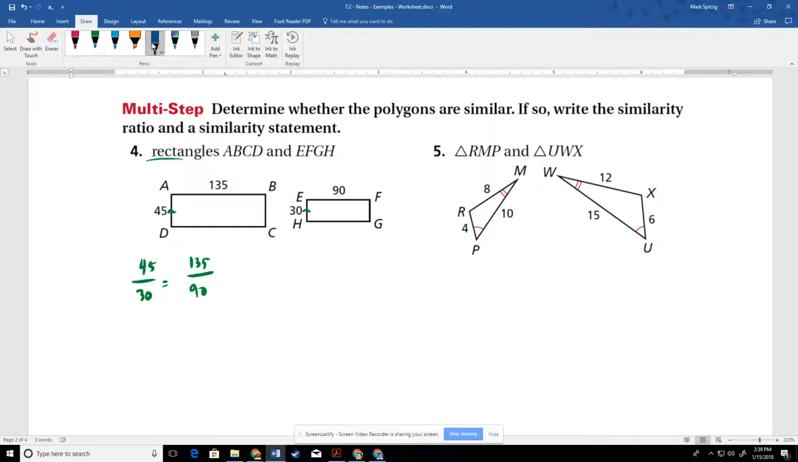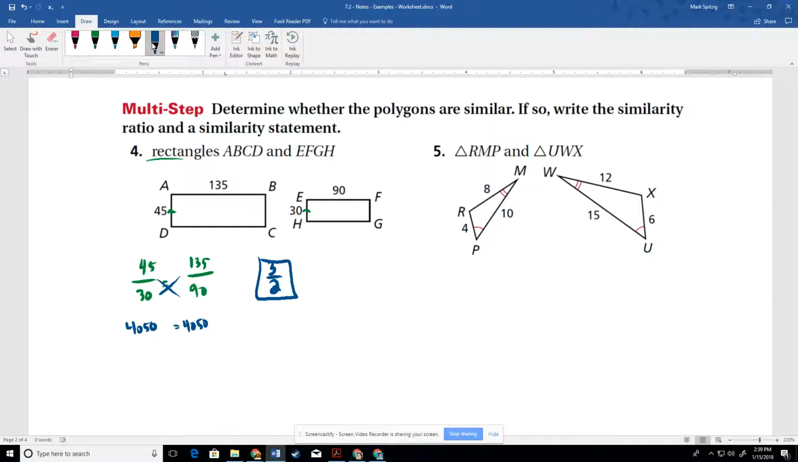We can check that, like I said before, by cross multiplying. We get 45 times 90 is 4050, and we're going to check to see that it equals 30 times 135. And it's 4050. So these are proportional. Because they're proportional, we can say that they are similar. And so we can figure out their ratio. If we reduce 45 over 30, we get 3 over 2. So our similarity ratio is just take one of these, either one is fine, and reduce it. And then we can write our similarity statement.